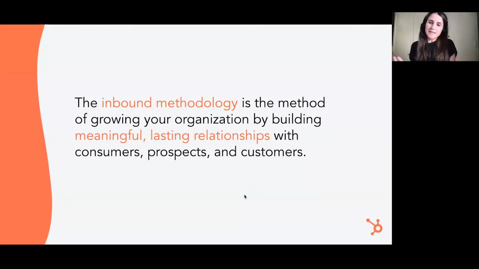Just to go into this, because it's something I'll touch on throughout the presentation, this is really what HubSpot has been built on. The methodology we follow is the inbound methodology. The inbound methodology is the method of growing your organization by building meaningful, lasting relationships with consumers, prospects, and customers. Just pause there for a second.